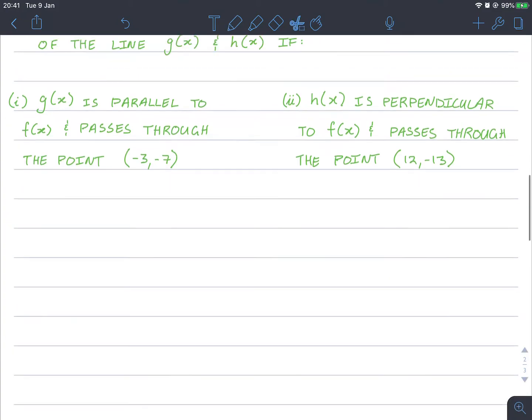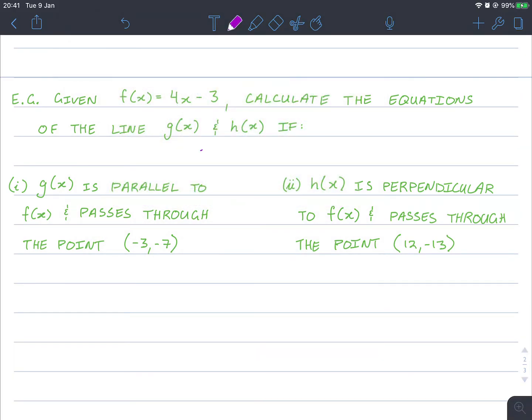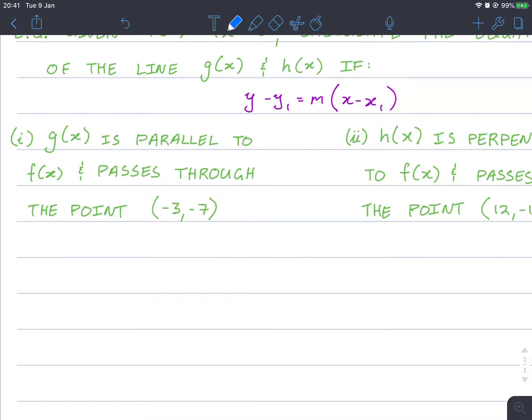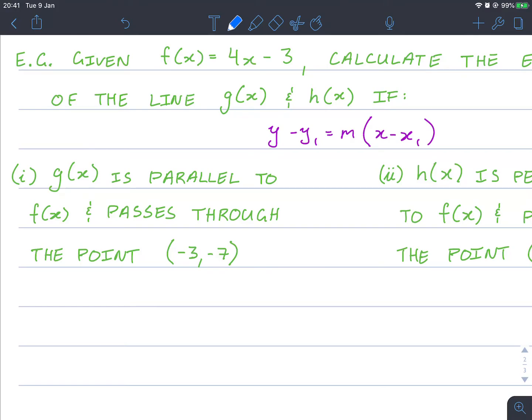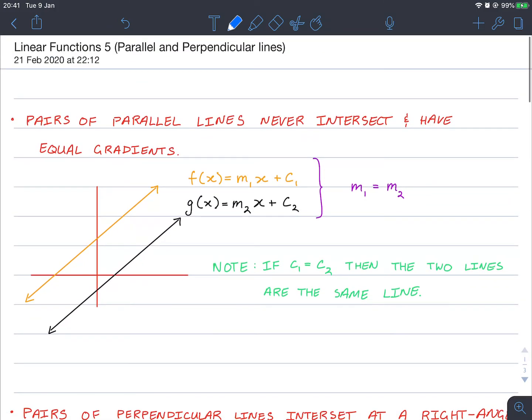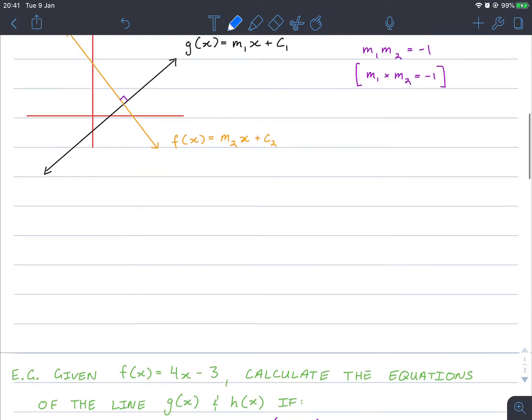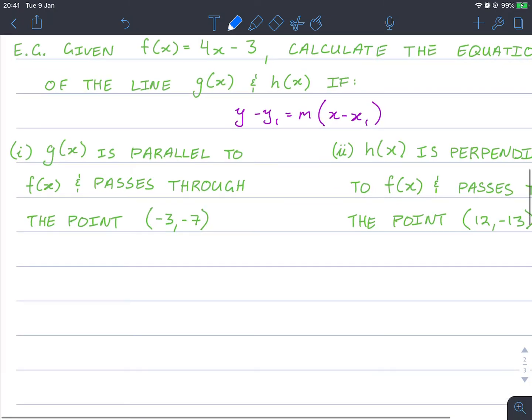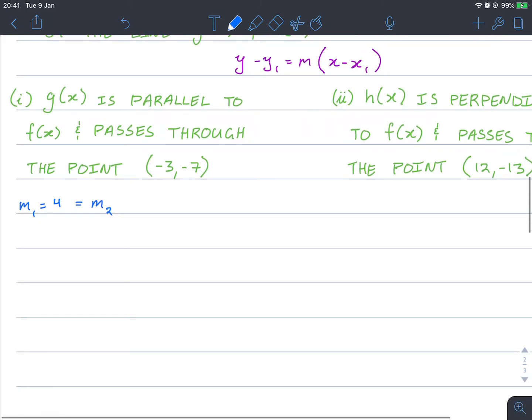Well, in order to do this, we need two things. The equation we'll be using is this one, y minus y1 equals m bracket x minus x1. First we need a gradient. Now, if you take note, g of x needs to be parallel to f of x. We just saw in the previous sheet, for them to be parallel, the two gradients must be the same. Well, in this case, m1 equals 4. That must mean it's the same as m2, because the gradient of g of x must be also 4. Well, that's all we need.